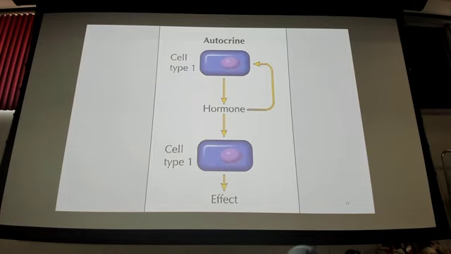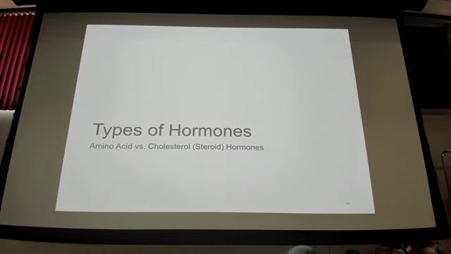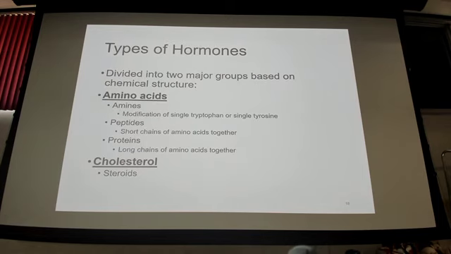General information. All right. So types, gross buckets. Amino acid versus steroid or cholesterol hormone. So water-based, water-soluble, lipid-soluble. Amino acid hormones are going to be either a single peptide, a couple of peptides, or a long-chain amino acid. All right. Whereas cholesterol is the primary backbone of the steroid hormones.